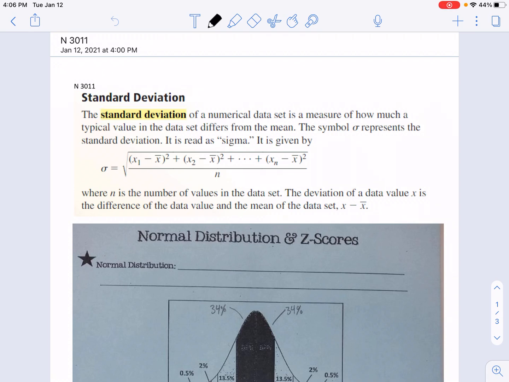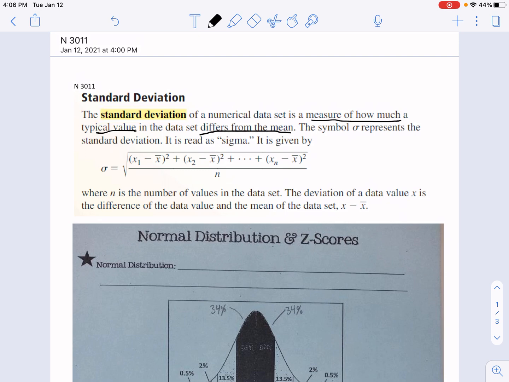Okay, so we're going to be looking at standard deviation here. We've looked at mean, median, mode before, measures of the center, and we've looked at range, a measure of variation. Well, standard deviation is another way, in a sense, to measure variation, but specifically it's a measure of how much a typical value in the data that we're given differs from the mean. In other words, it helps us see how the data is spread out away from the mean.